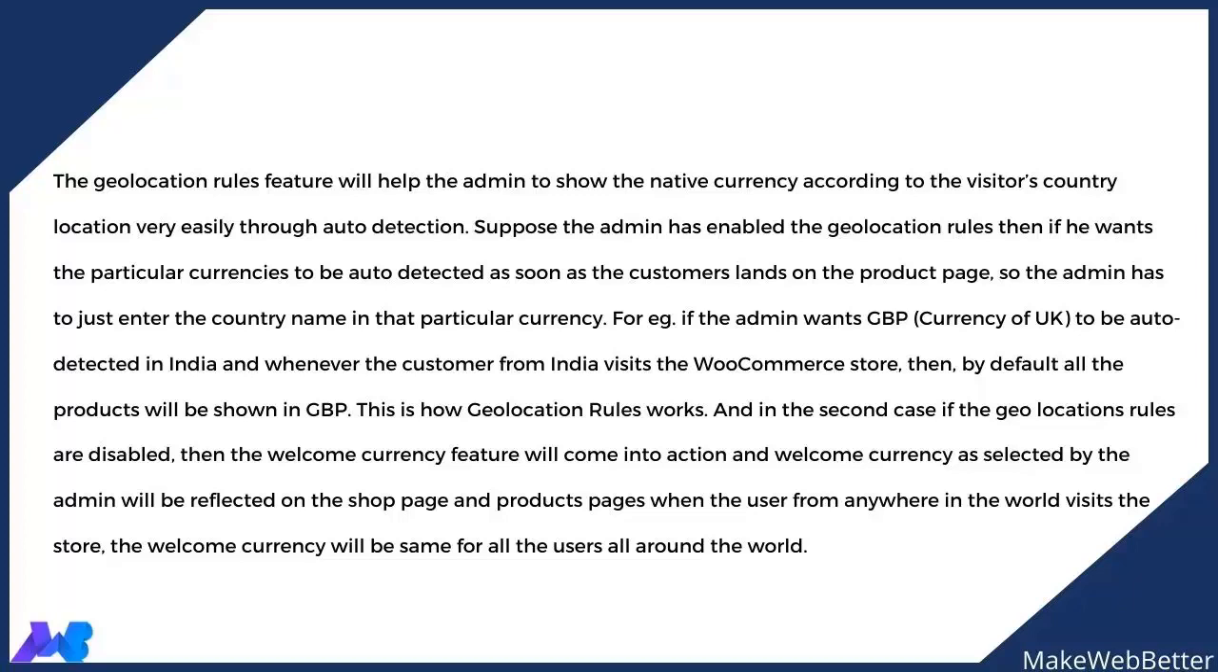Suppose the admin has enabled the geolocation rules, and wants particular currencies to be auto detected as soon as the customer lands on the product page. The admin just has to enter the country name in that particular currency. Let me explain with an example. If the admin wants GBP, which is the currency of the UK, to be auto-detected in India, then whenever customers from India visit the WooCommerce store, by default all the products will be shown in GBP. So it depends upon the need. This is how geolocation rules work and can be implemented on the basis of business requirements.